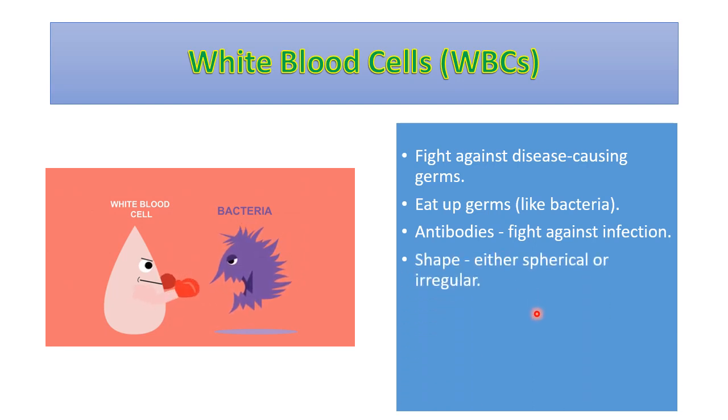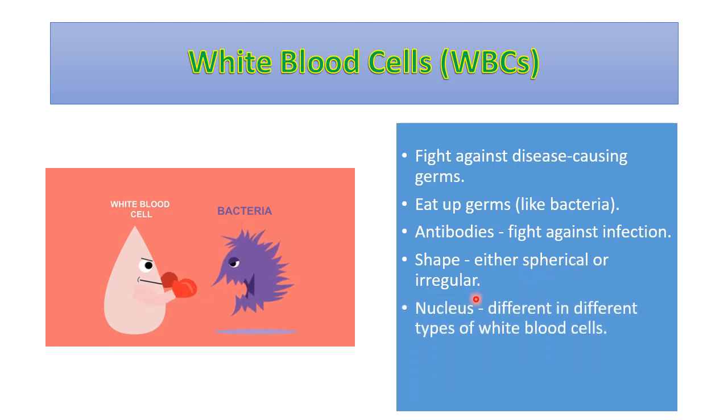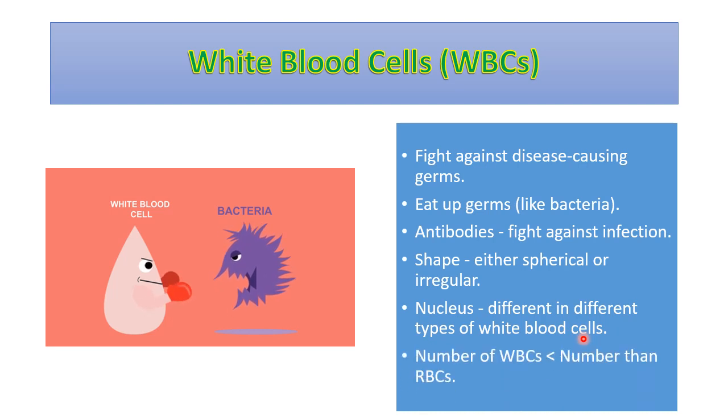They are either spherical or irregular in shape. They do not possess a nucleus, but they are different in different types of white blood cells. The number of WBCs is always lesser than the number of RBCs that are present in the blood.